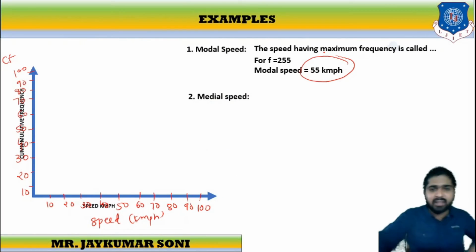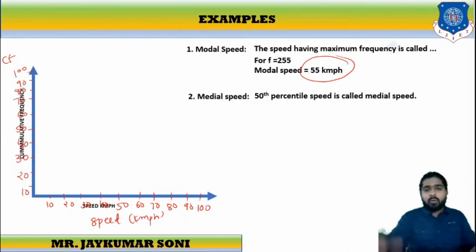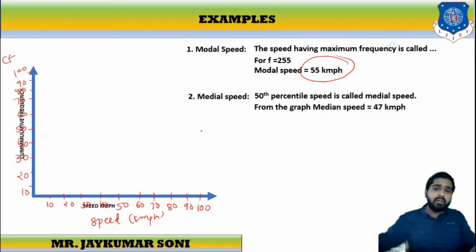The second thing is the median speed. What is median speed? It is the 50th percentile speed. Now, how do I calculate the 50th percentile speed? So this is the cumulative frequency curve, and this is the 50th.